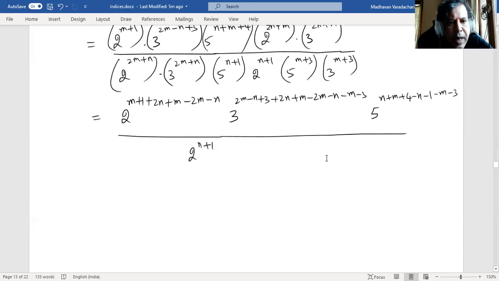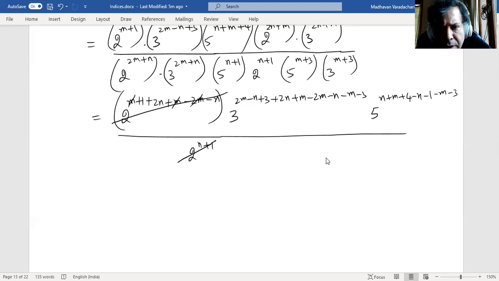Now, what will happen here? Here there is m plus m, 2m, and there is a negative m. And you may notice 2n minus n, which is n plus 1 is n plus 1 only. This whole thing, 2 power n plus 1, I can cancel with this. Here, if you look into this, m gets cancelled with this m. This plus 3 gets cancelled with this minus 3, and then minus n minus 2n plus 2n. This gets cancelled with this. 2m gets cancelled with this.